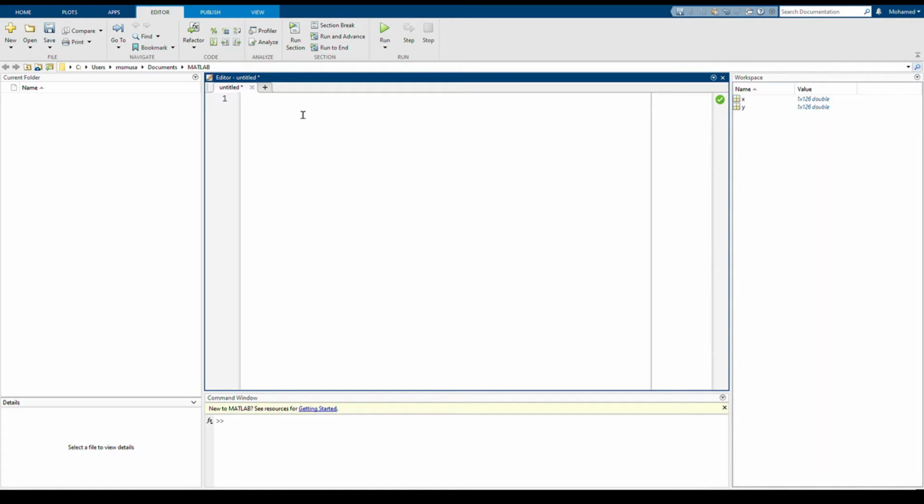We first will write C, L, C. This will clear the workspace. Then we write clear all, this will clear our MATLAB memory.